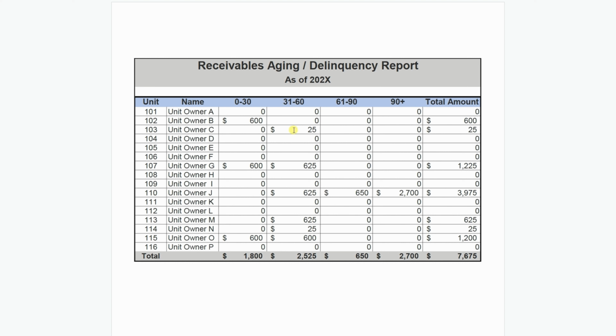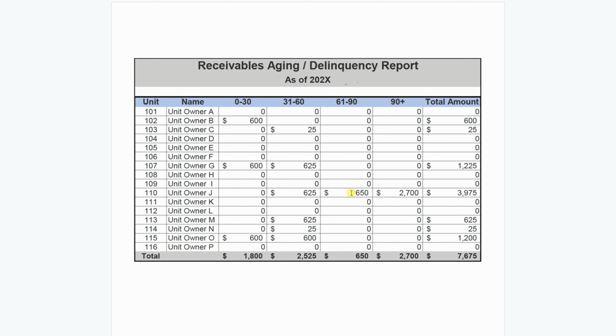Unit owners who are in the second column, who are 31 to 60 days past due, are generally issued a second notice of past due assessment with a warning of a possible legal action for failure to pay within the indicated time frame, usually 30 days. Unit owners whose accounts are past due for more than 90 days may be subject to having a lien filed against their unit and risk possible foreclosure proceedings.